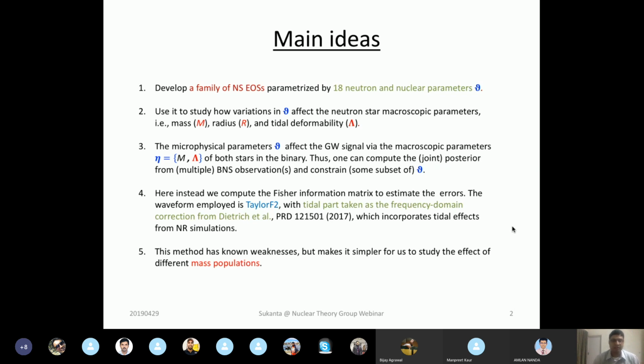So rather, we erred on the side of studying multiple ensembles of binary neutron star signal populations, and then averaging over the errors, the mean errors from these populations. So across the family of populations. And that way, we avoid introducing any systematics arising from exactly which 15 neutron star mergers we happen to see.